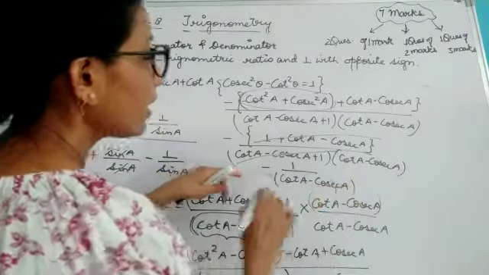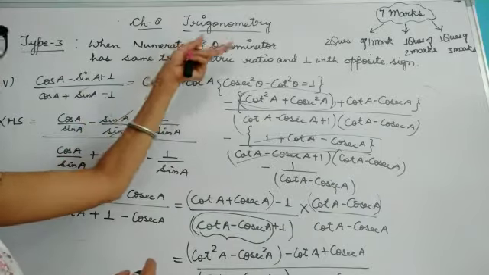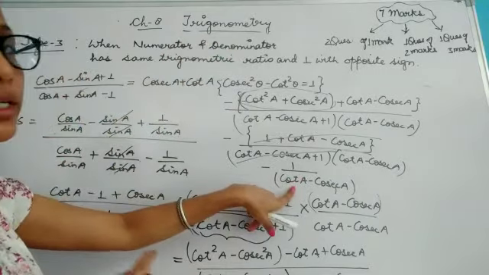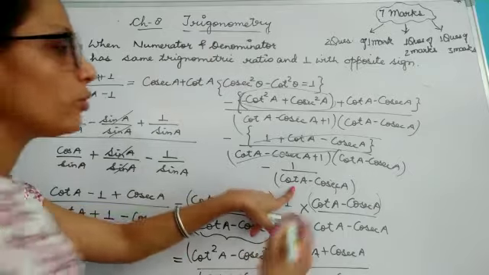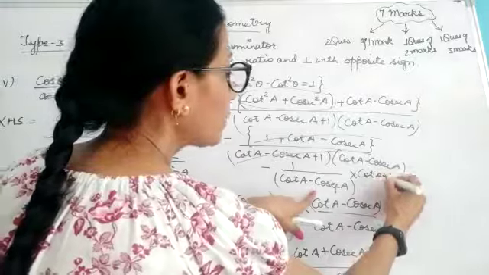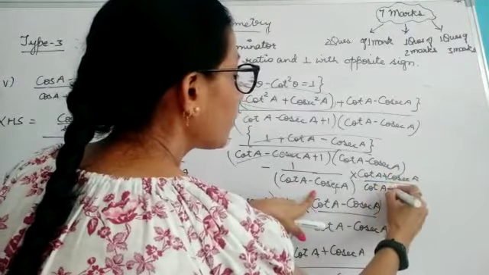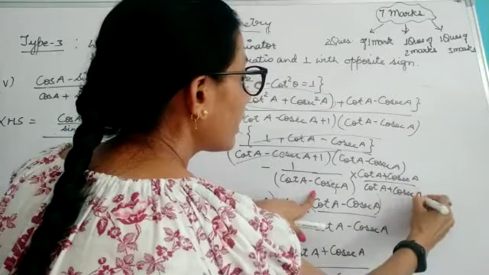Okay, let's see our right hand side. I need to get cosec A plus cot A in the numerator, and here I am getting it in the denominator. So what I have to do? I have to simply rationalize it. So this will be cot A plus cosec A whole upon cot A plus cosec A. What I have done? I have rationalized it.